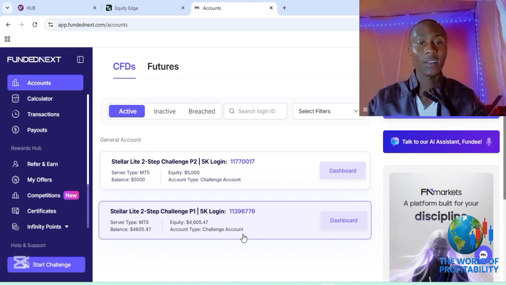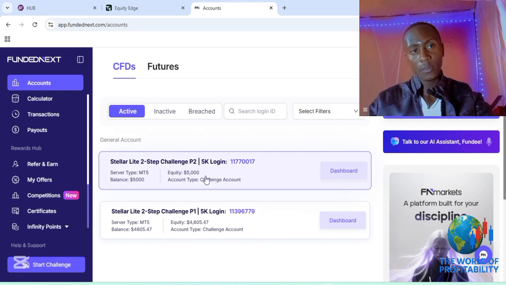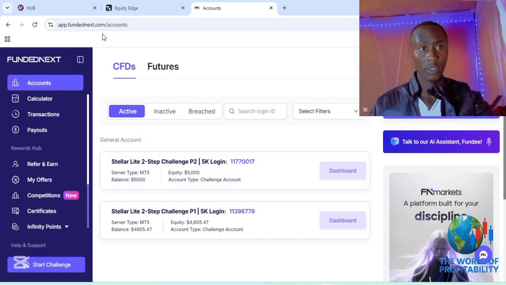Basically I've never rostered an account, so this might be the first one that I count as a roster account. On this account I haven't taken a trade, so I'm going to break down 2 trades.